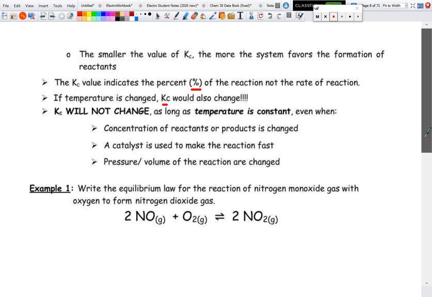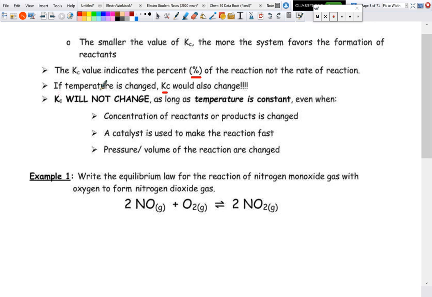So let's look at some of these here. As you see here, the equilibrium constant will not change if the temperature is constant, and it will not change if the concentrations of the reactants or products are changed, if a catalyst is added, or if pressure and volume change. We'll look at this at a later date, and that'll be Le Chatelier's principle when we get to that at the end of the week.